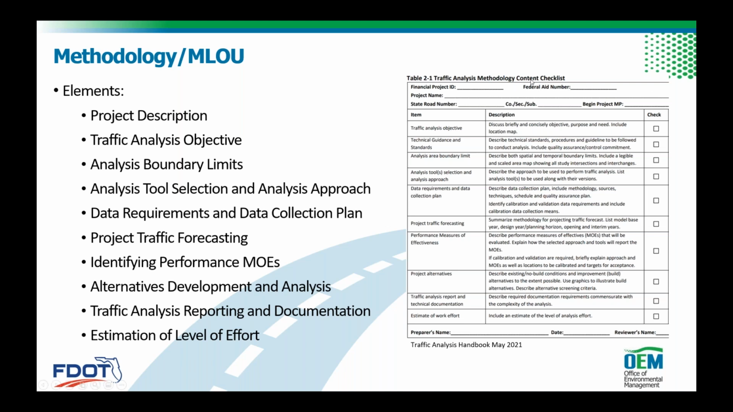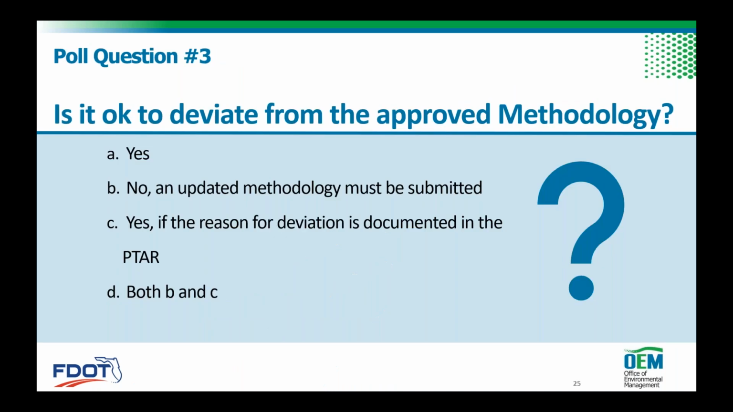Okay. So before we get into the next section, just like Mary had, we do have another Mentimeter question. While we read this, I will be setting up the Mentimeter, but the question is: is it okay to deviate from the approved methodology? This question comes up a lot. The options are: A, no; B, an updated methodology must be submitted; C, yes, if the reason for deviation is documented in the PTAR; or D, both B and C. So let me pull up Mentimeter.